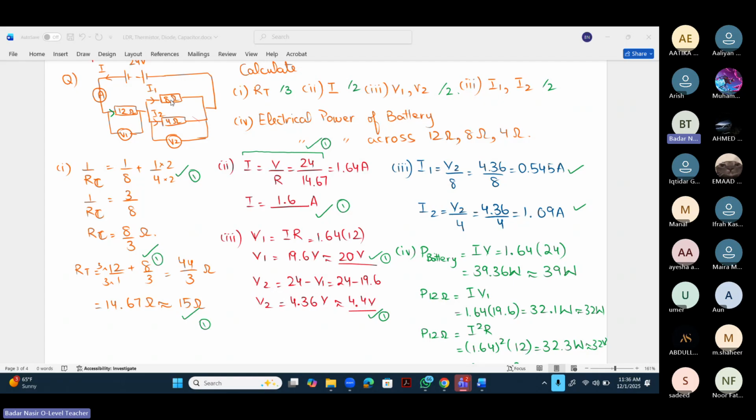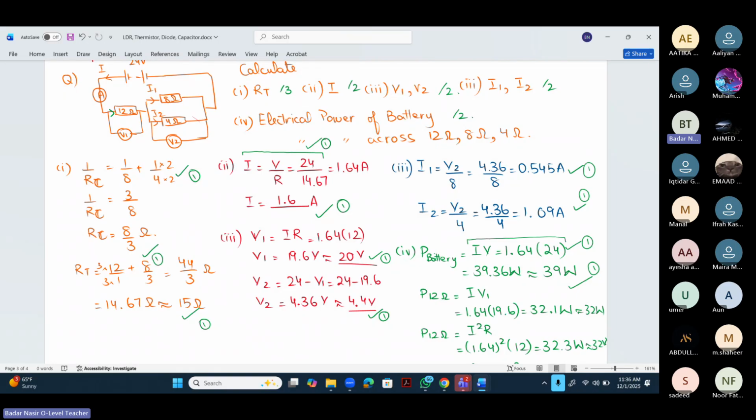So once you have the current, next up, let's say if we ask you to calculate the electrical power of the battery, that will be for 2 marks. 1 mark is if you write down the correct formula, or if you substitute the values correctly. And 1 mark is for the final answer. So this is how you'll score 2 marks to calculate the power of the battery.